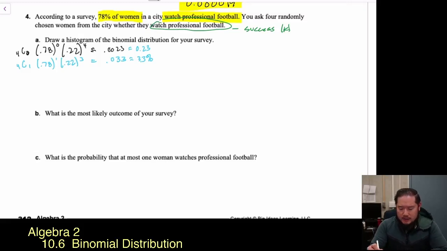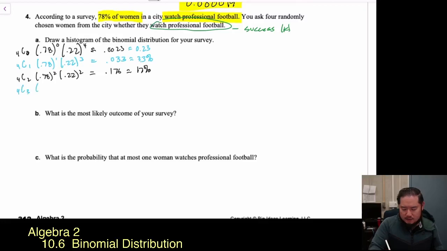Next, out of the 4, this time we have 2 watching. So we have 0.78 raised to the second power and 0.22 raised to the second power, which is approximately 0.176, or about a 17% chance. Let's go to the next one: the probability of 3 out of the 4 ladies watching. We have 0.78 to the third and 0.22 to the first, which becomes 0.418, approximately 42%.